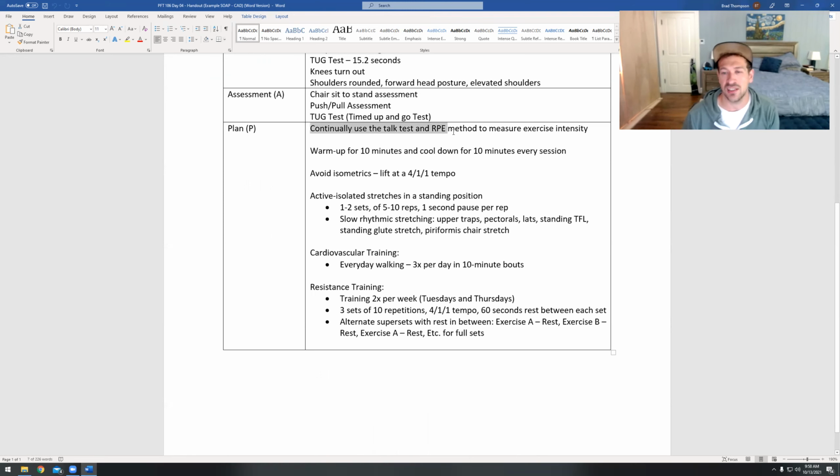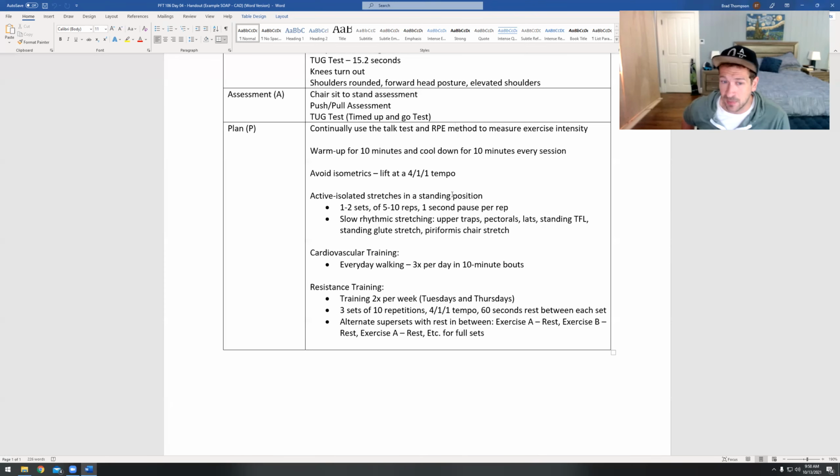So we're going to continually check in with him using the talk test and the RPE method rather than assigning a specific heart rate percentage because he is on a medication. And also because, you know, we are really just going to need to establish upper and lower zones. We will always warm him up for a minimum of 10 minutes and cool him down for a minimum of 10 minutes. We want that to be relatively extended.